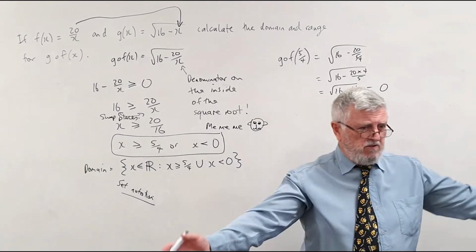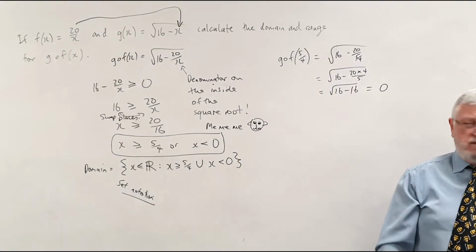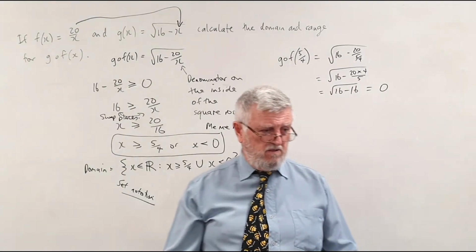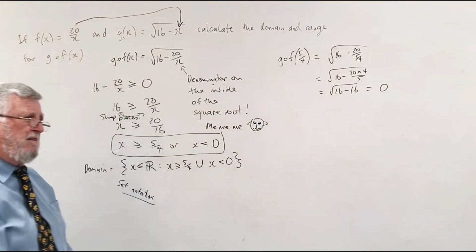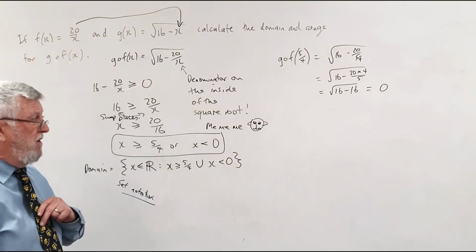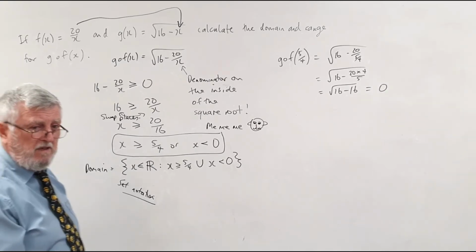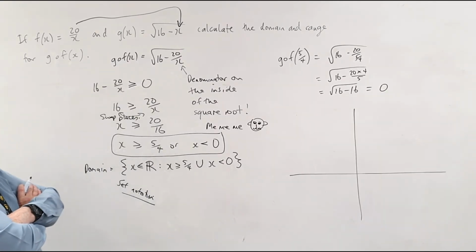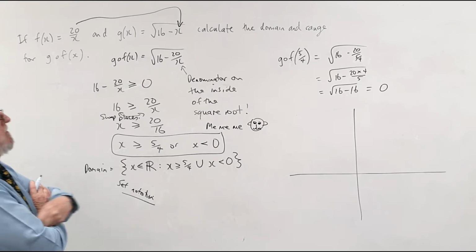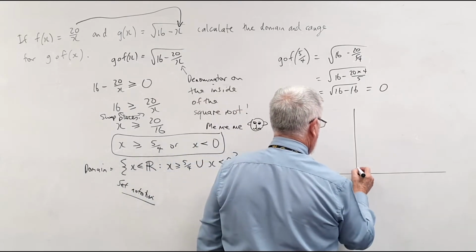Now, that doesn't tell us the range. So domain's usually easy. Range is trickier, more time consuming, and you can do all sorts of weird things with it. What have we got? So what happens when x equals 0? It doesn't exist. So that's an asymptote?